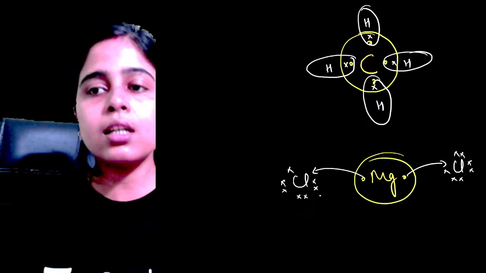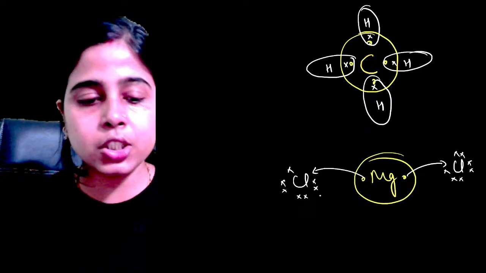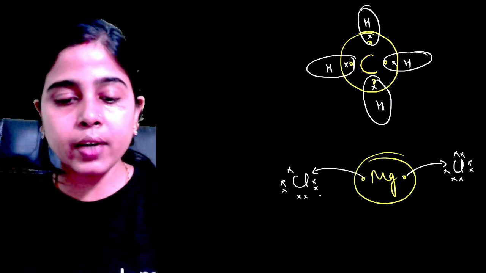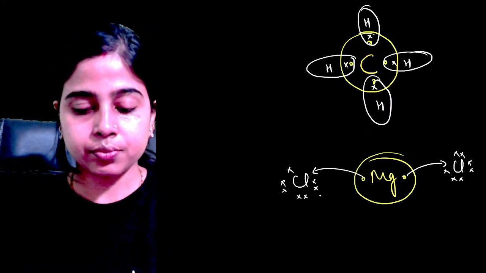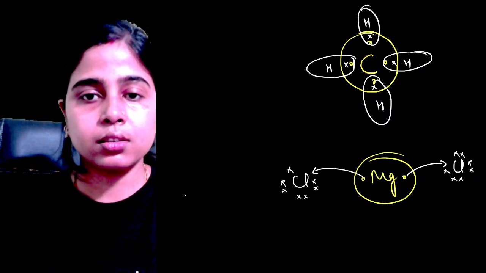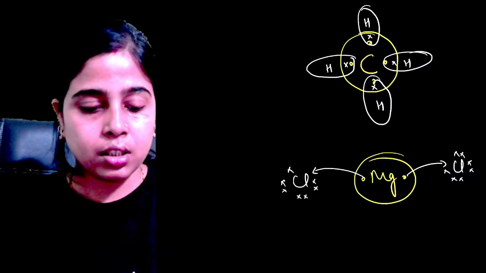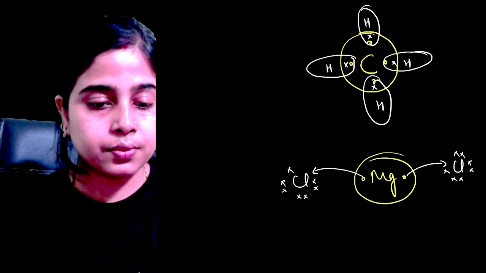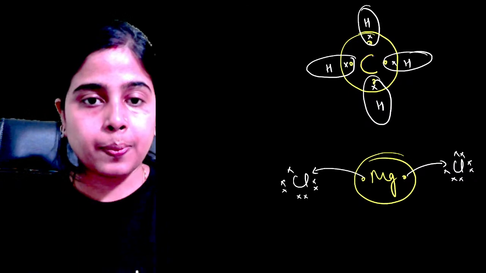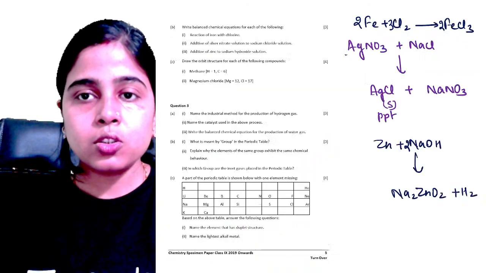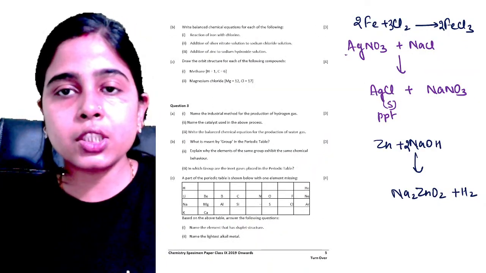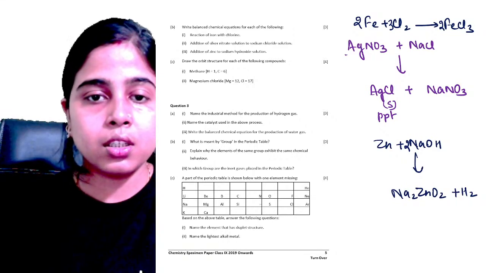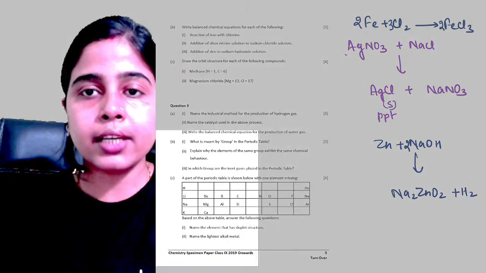Yes, so this is the orbital structure for your magnesium chloride. Is it clear, everyone? Please let me know. Okay. I am removing it. Okay. So this was all for your question number 2 in your section B.